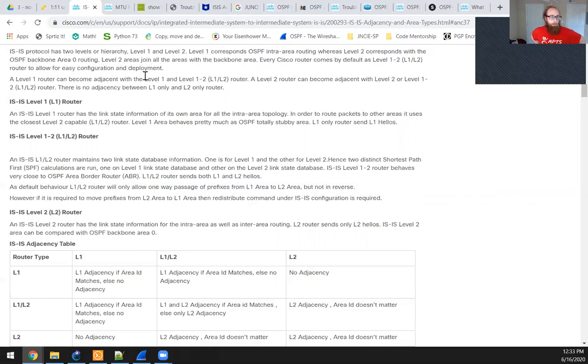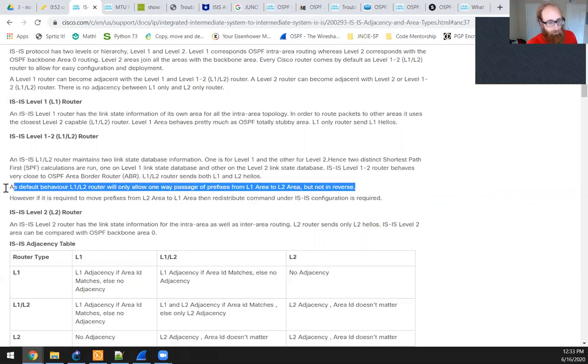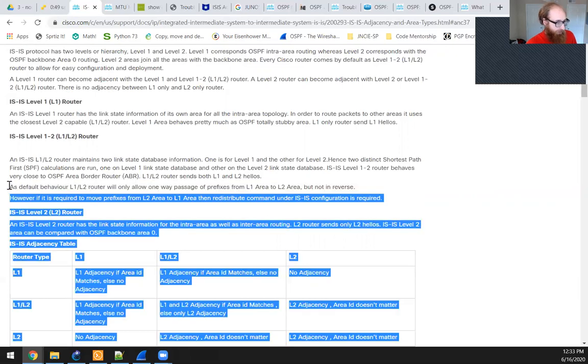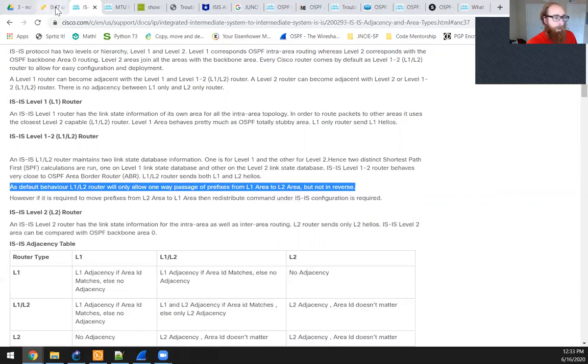As default behavior, an L1/L2 router will only allow one-way passage of prefixes from the L1 area to the L2 area, but not in reverse. Okay, so that's interesting. I actually did not know that, so that's going to be helpful to know. I will add that to my notes.